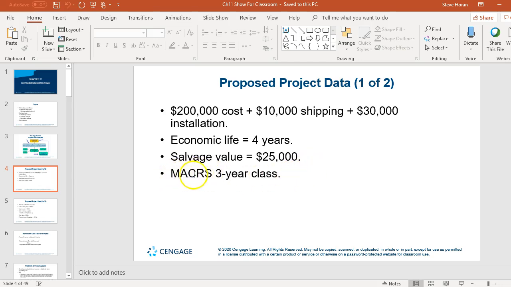And this MACRS stands for Modified Accelerated Cost Recovery System. And it says 3-year class. Now that 3-year class really means 4 years. That's how the IRS developed it. But when you see MACRS 3 years, it actually means it's 4 years' worth of depreciation.